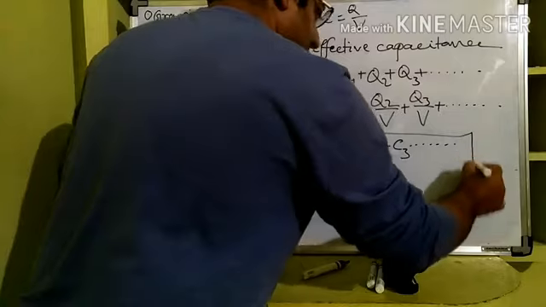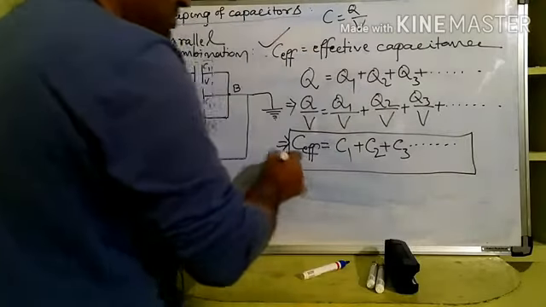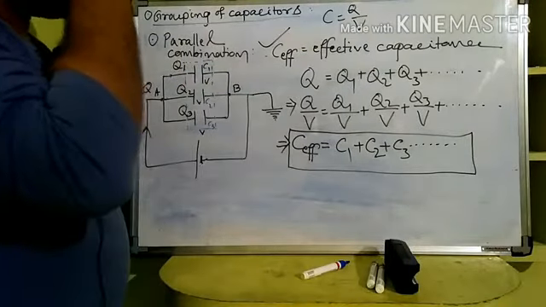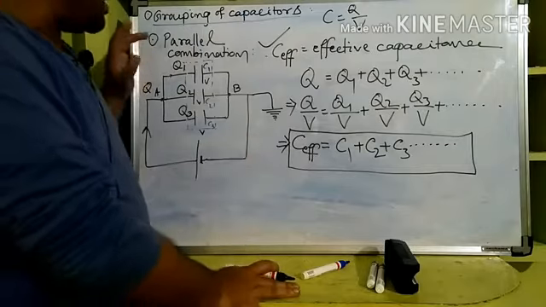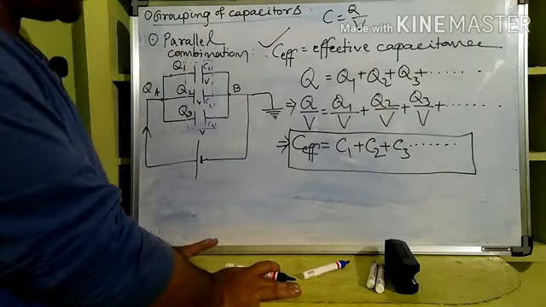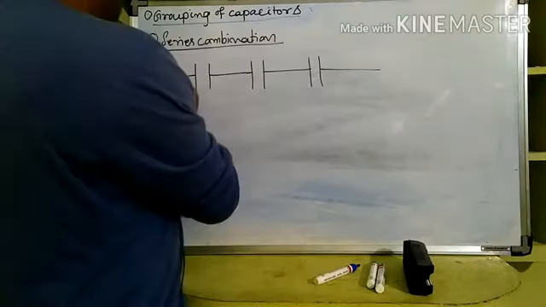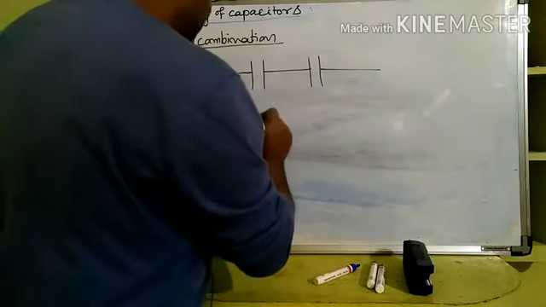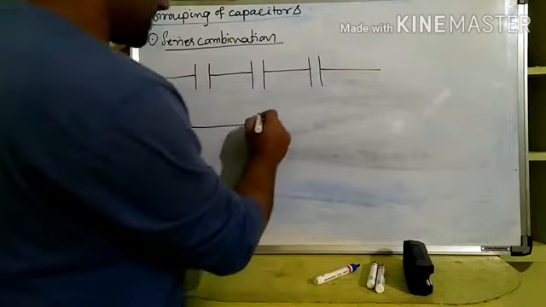This means if C1, C2, C3, any n number of capacitors are connected in parallel, the net capacitance is simply the algebraic sum of all these. Clear? Now we will take the case of a series combination of capacitors.